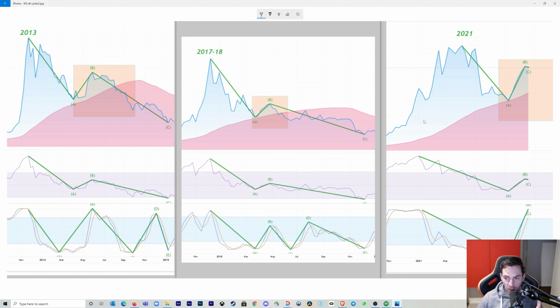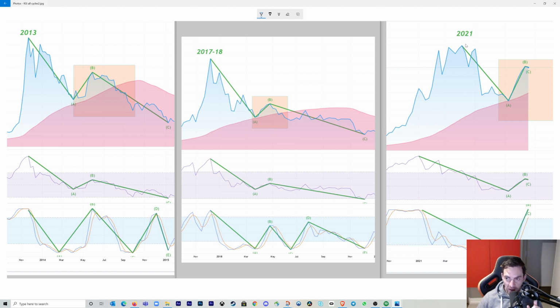Now, if we have a look at 2021, the RSI peaked right here when Bitcoin hit 40K, which is very interesting, and then we just had a bearish divergence in the same way we did in the other cycles, but this time we kept going up, which is very interesting.